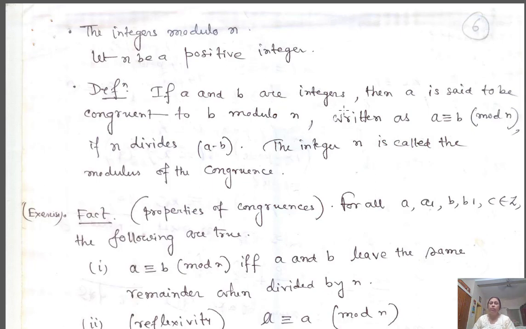If a and b are two integers, then a is said to be congruent to b modulo n. We write it as a ≡ b (mod n) if n divides a minus b, the difference of a and b. It can be written as a − b ≡ 0 (mod n). That means when you divide a − b by n, you get remainder 0, that is, n divides a − b. The integer n is called the modulus of the congruence.